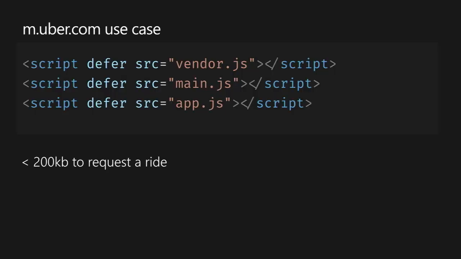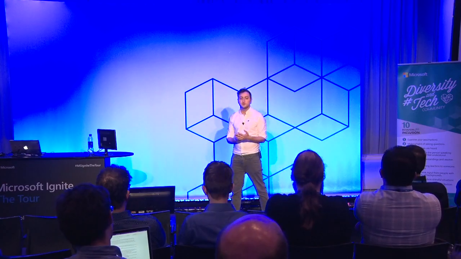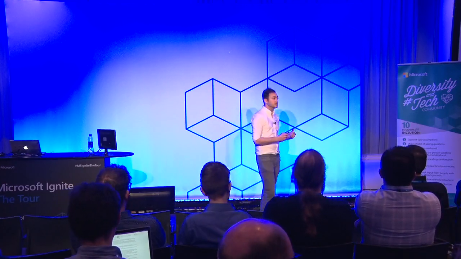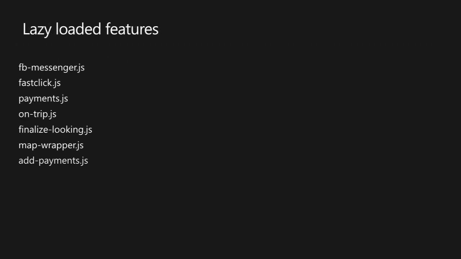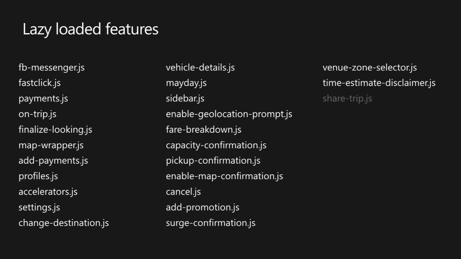And the best example for that is Uber, which is Uber's PWA. If you take a look at their source code, they have 3 scripts, and combined they are less than 200 kilobytes. But these scripts let you request a ride. And the reason why they do this is because requesting a ride is the most important thing for Uber. This is their core business value. So they prioritize it, and then everything else you can do on Uber is lazy loaded. Literally all of these features are lazy loaded.